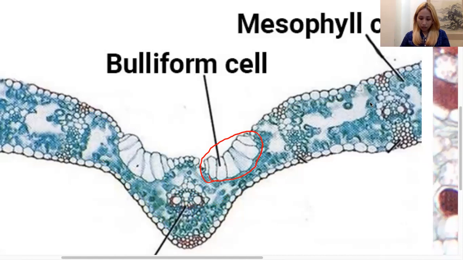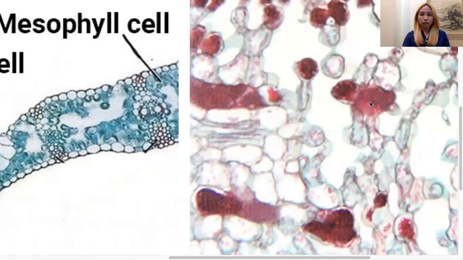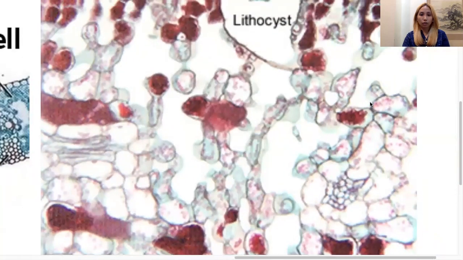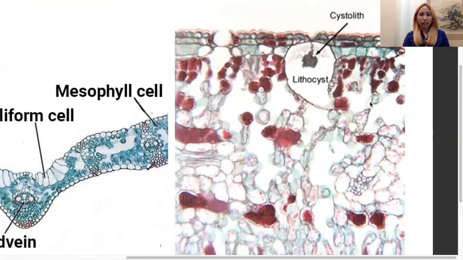Okay, and then on the other side of this figure, you will notice basically the same, right? Except naka-zoom in lang tayo ng konti, so hindi nyo na nakikita yung ibang parts of the leaves. So, we are zoomed in on the area of the epidermis. Okay? And then, right here, you will notice the lithocyst.